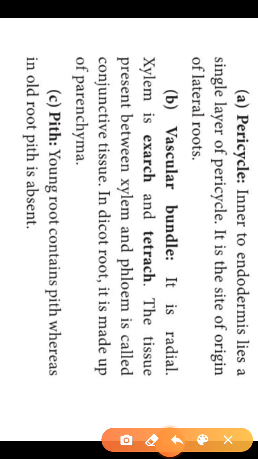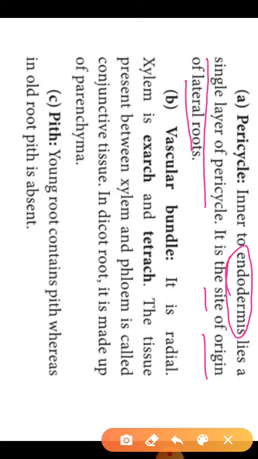My dears, write the meaning. Site, place, origin, starting point. Lateral roots, primary outer growing roots, hair like appearance. Endodermis is the outer layer, my dear. Inside that there is a single layer which is called pericycle. In that place only lateral roots are forming and start growing.